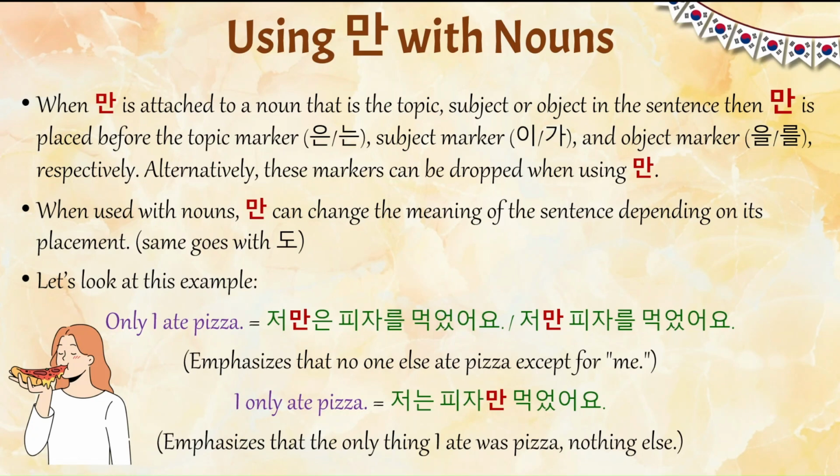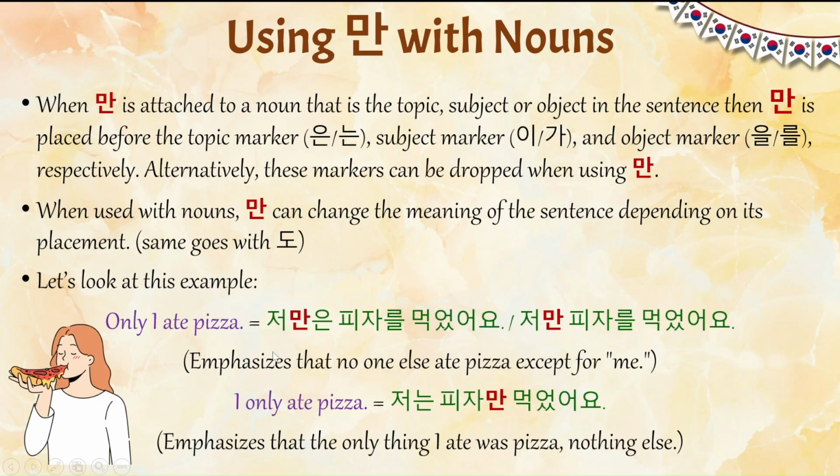Okay. Next is I only ate pizza. Now here the emphasis is on the thing that you ate. So here you are emphasizing the only thing that you ate, and that was pizza, and then you ate nothing else. Right? So you have to emphasize the thing, only pizza. 저는 피자만 먹었어요. Right? So this is how it works.